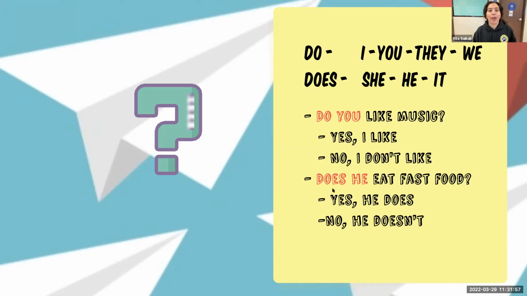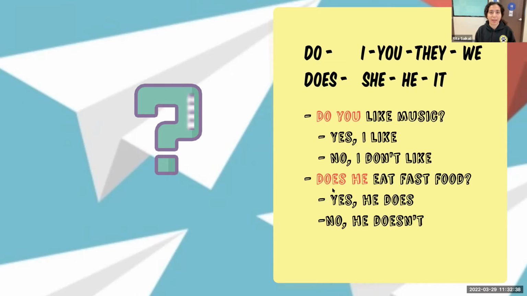All right. When we are asking a question, we start with do or does. Do you like music? So these are generally yes or no questions, right? Do you like music? Yes, I like music, right? No, I don't like music. Okay, so again, when we want to ask a question, we use do when we have I, you, and they, and we, and does when we have she, he, or it, right?